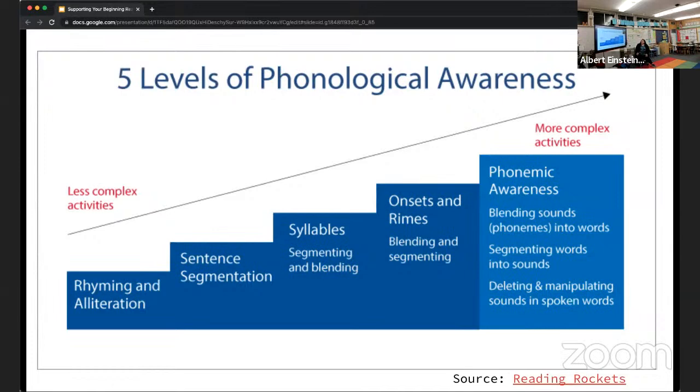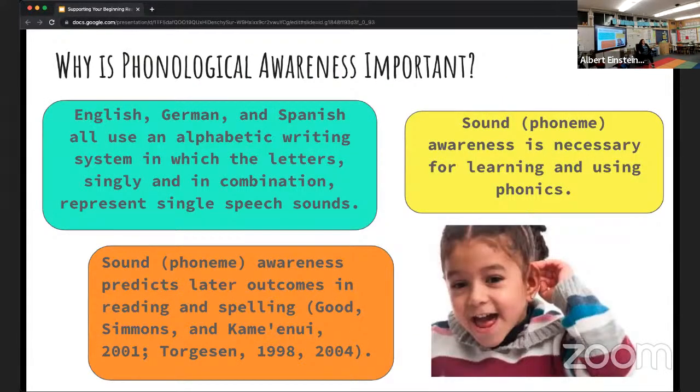You can go to the next one, Andrea. Thank you. So why is it important? It's important because English, German, and Spanish all use an alphabetic writing system. So we all have an alphabet that we use, and there are sounds that go with that alphabet, and they represent those speech sounds. So we need kids to be able to use those sounds to make words. Sound awareness is necessary for learning and using phonics. Once they start connecting the letter M says, that's phonics, but they need to be able to make that connection and know those sounds to be able to proceed into phonics.